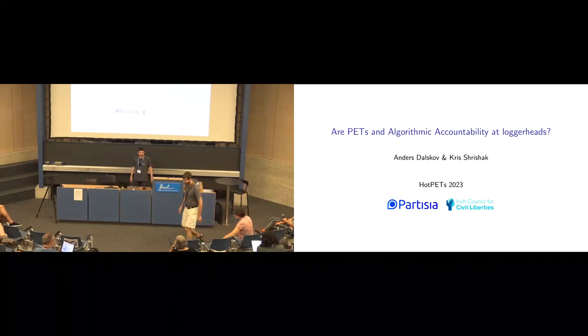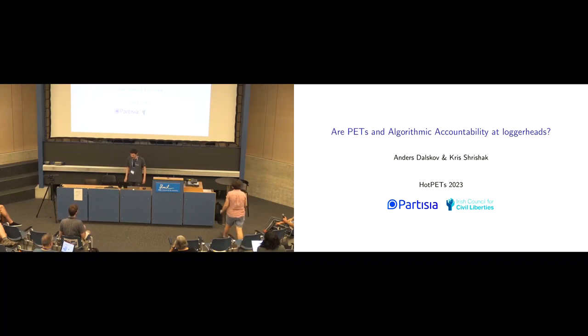This is the second talk of the second session, the second talk with a question as the title. And our question is, are PETs and algorithmic accountability at loggerheads? So there's like three components here, really. What do I mean by PETs? What do I mean by algorithmic accountability? And what do I mean by this loggerheads?